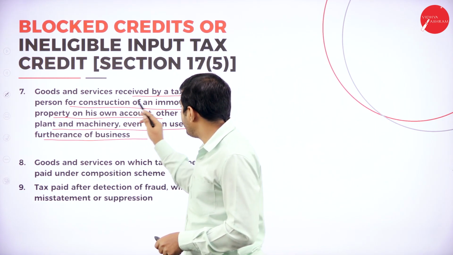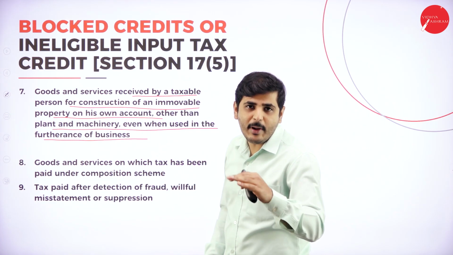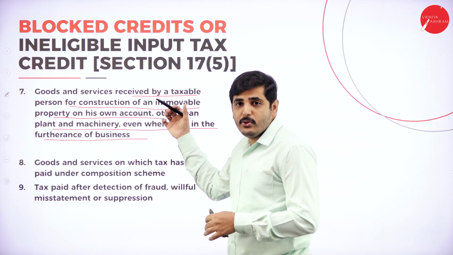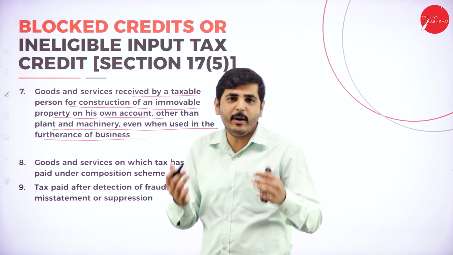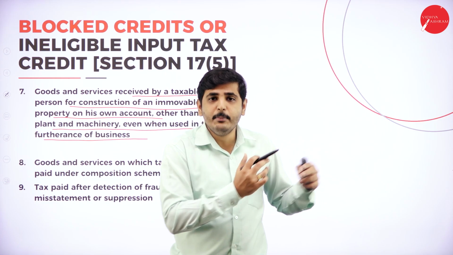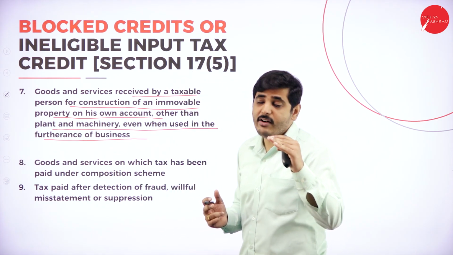Only for plant and machinery, if they purchase it to produce the product, ITC is available. But if they use inputs, for example construction materials, iron, cement, for the improvement of the building or further construction of the building, ITC is not available for those things.